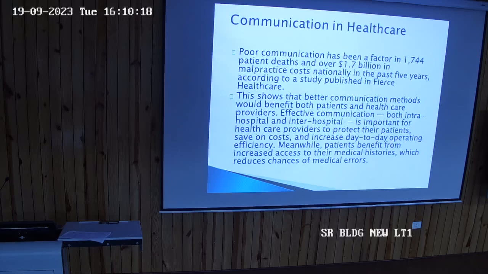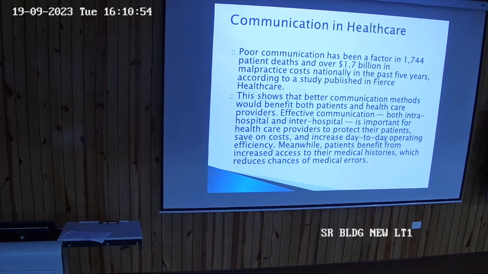Okay? One third of the deaths are because of the lack of communication between healthcare personnel, which at the end of the day affects patient safety. This shows that better communication methods would benefit both patients and healthcare providers. Effective communication, both intra-hospital and inter-hospital, so these are two types of communication that work within the healthcare sector, is important for healthcare providers to protect their patients and save on costs.